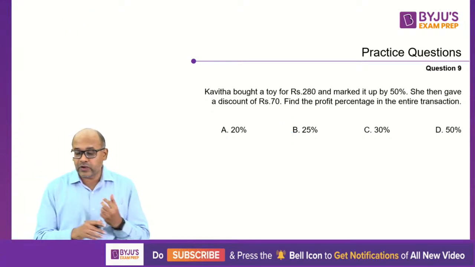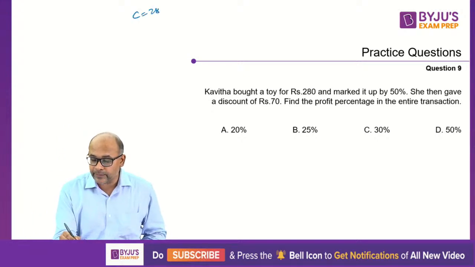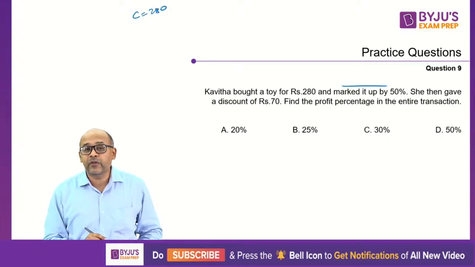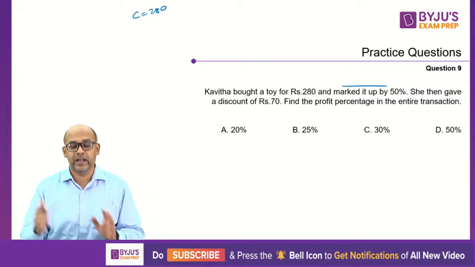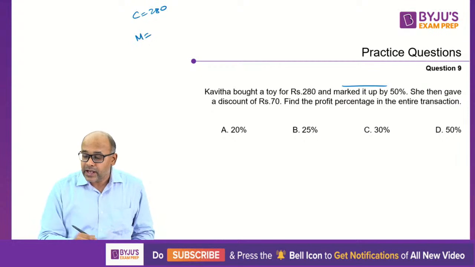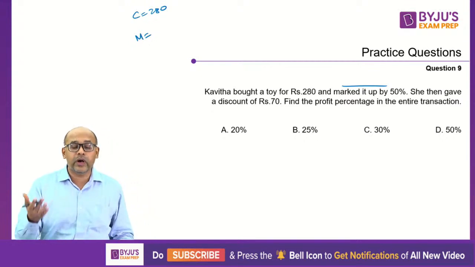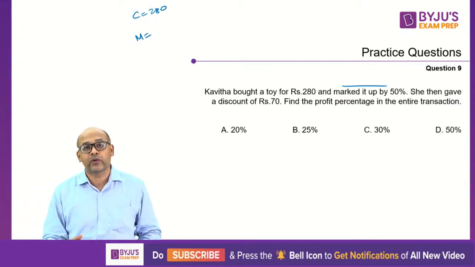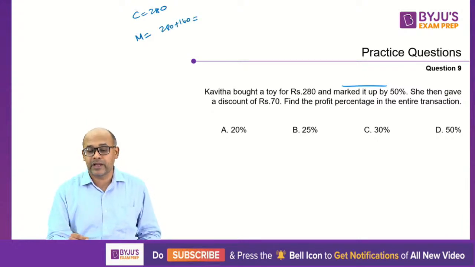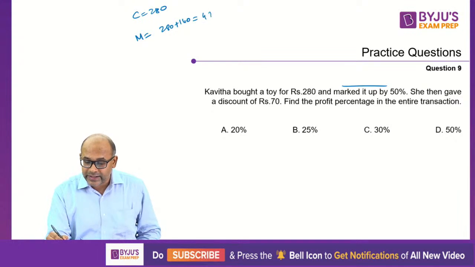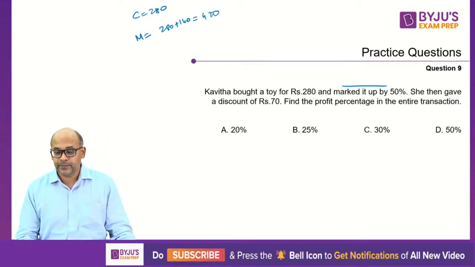Kavita bought a toy for 280. So cost price is 280. Now she marked it up by 50%. Markup means you are increasing the price and displaying it. So your display price or mark price is 50% over 280. So half of 280 is 140. So 280 plus 140. This is your mark price. So this is 420 rupees. This is your mark price.